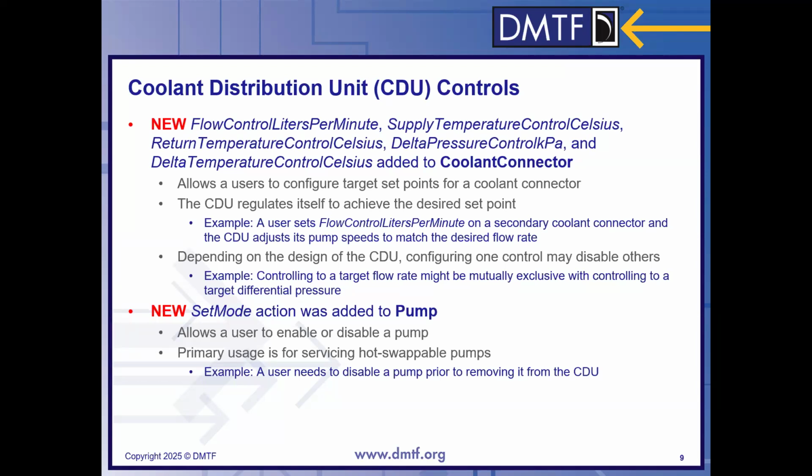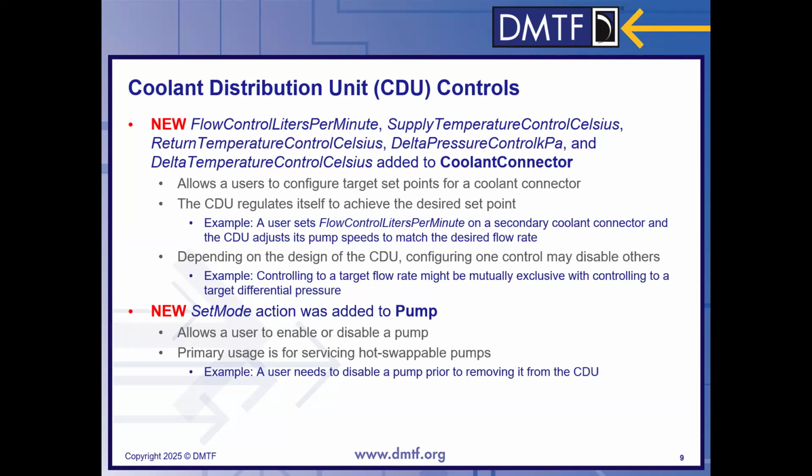So we have a few standard controls added to Redfish. Firstly, on the coolant connector resource, we added flow control liters per minute, supply temperature control Celsius, return temperature control Celsius, delta pressure control, delta temperature control Celsius. These allow you to configure a target flow rate or a target supply temperature leaving your CDU or a target return temperature coming back to the CDU. There may be some mutual exclusion. Certain CDUs may or may not implement the full set. They may only implement one or two, but it would all be self-discoverable through these unique properties.